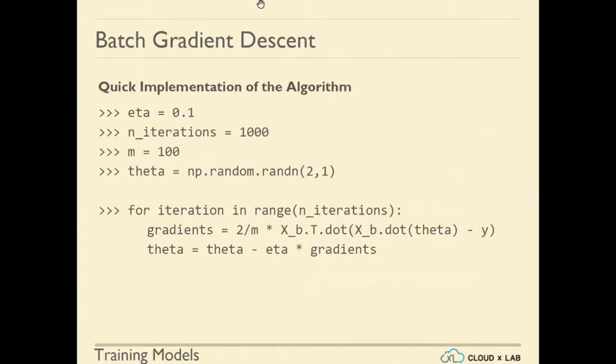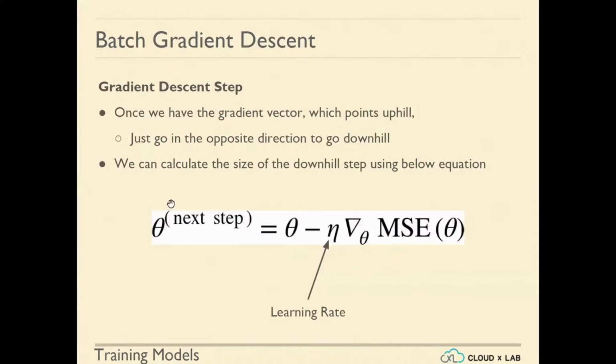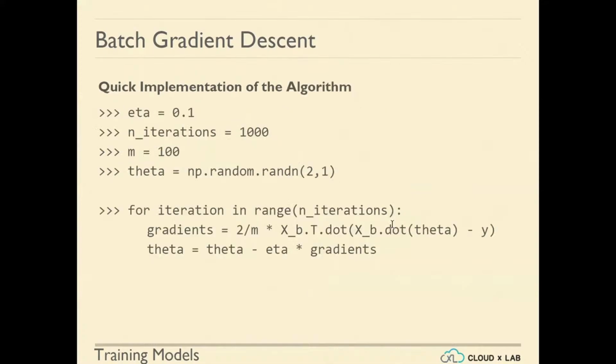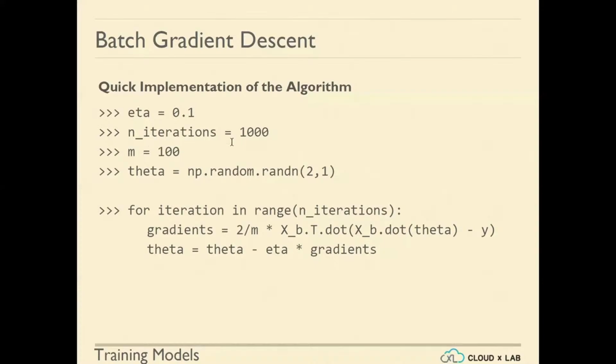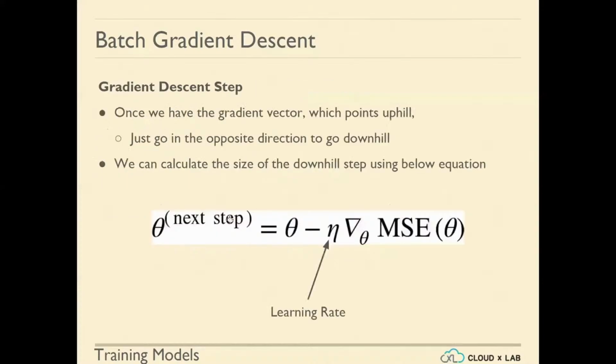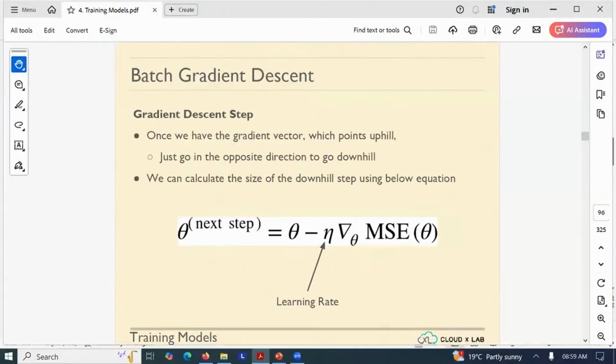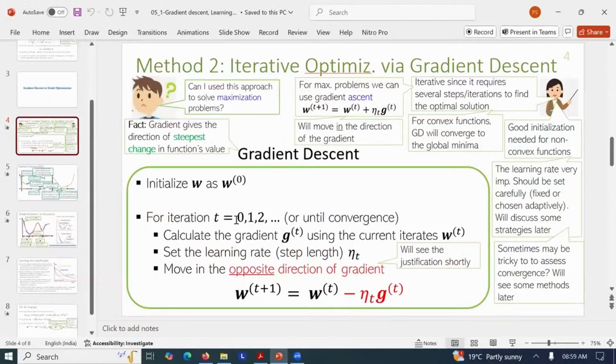Okay, now let's discuss the implementation part of batch gradient descent, right? So here we will use these equations: new value is equal to old value minus learning rate times the gradient vector. Assume the eta value, this learning rate value, is 0.1, and the number of iterations is 1000, which means we are iterating these equations 1000 times, right?